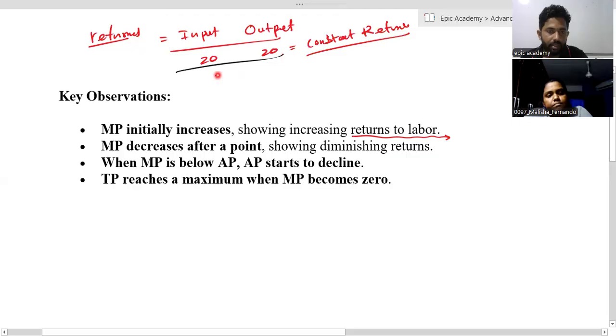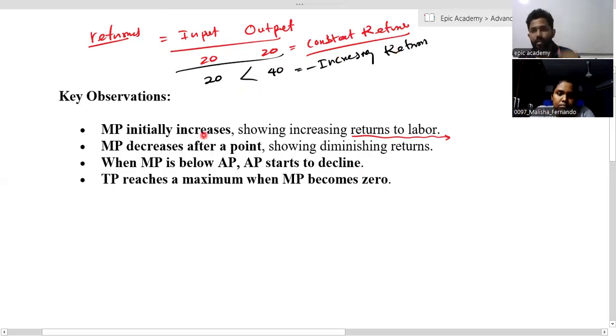On the other hand, if you increase input by 20, as a result output increases by 40. So output takes a greater value than the input. That kind of position we call increasing returns. Returns are going to increase. So it is favorable for the producer.